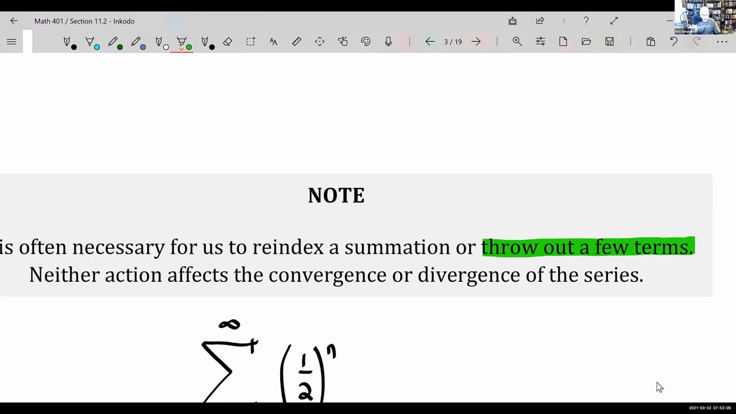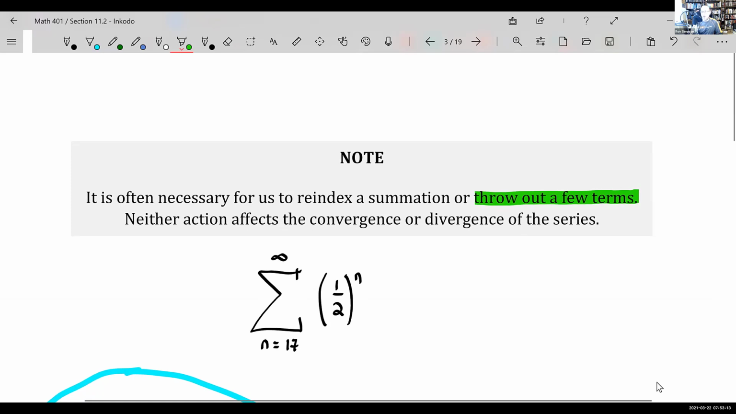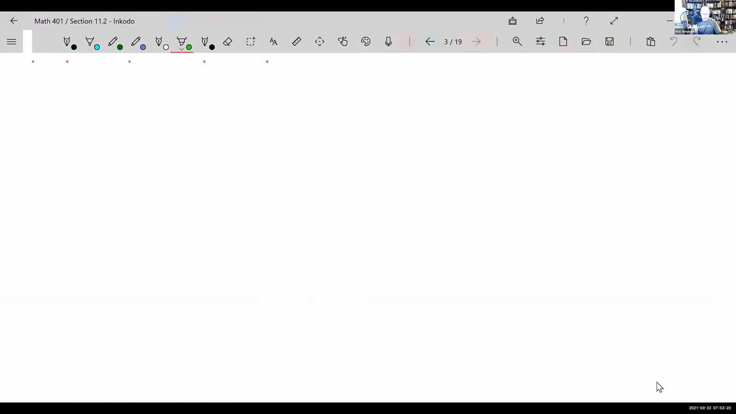And as I said, it's often necessary to reindex a summation. And rather than giving a sub-example, I have actual examples for that. So I'm going to wait and we'll deal with those in a moment. In fact, I think I have that next. So let's go ahead and take a look.